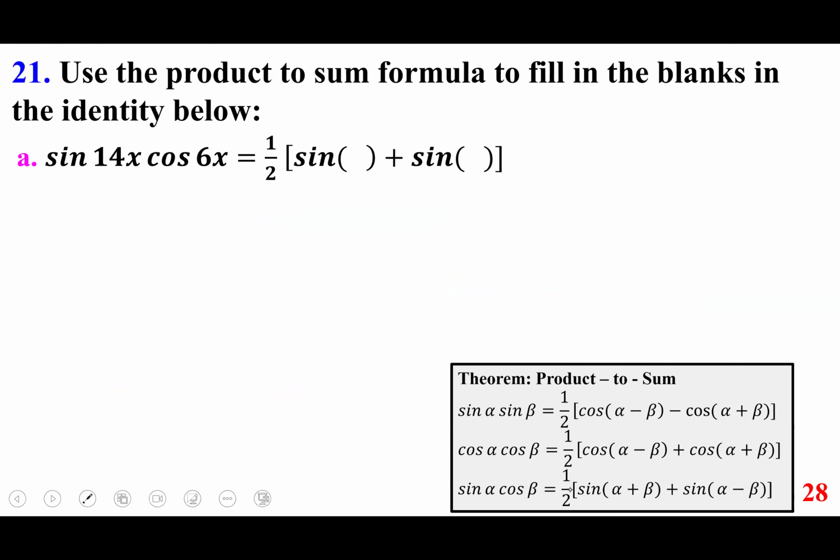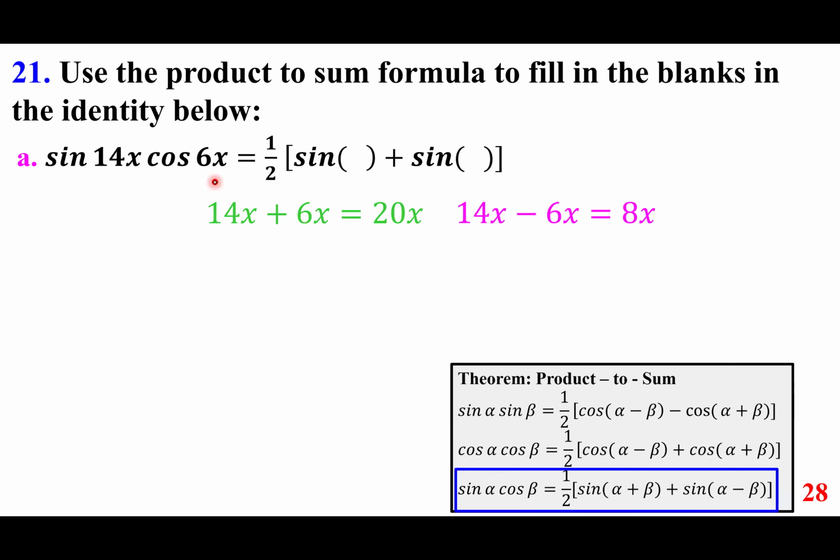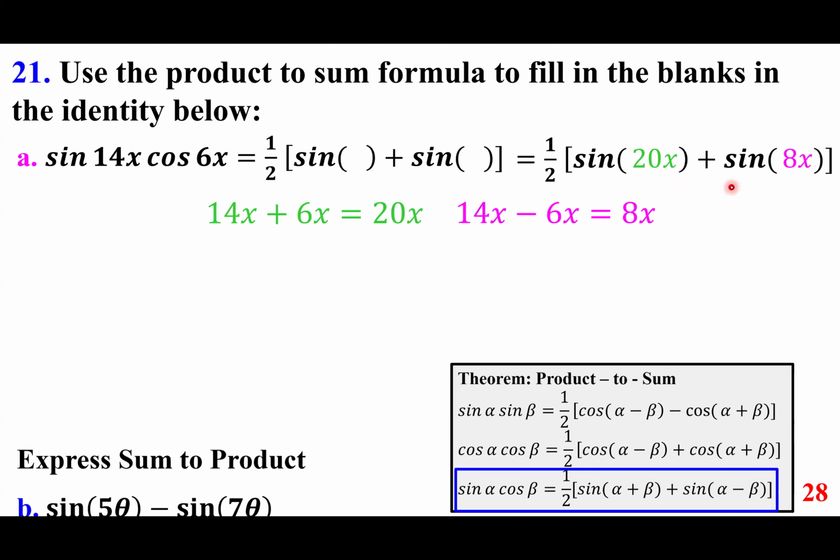Now, a simple example. Use the product to sum formula to fill in the blanks in the identity. Sine of 14x cosine of 6x is half of something. Well, sine of alpha cosine beta is half of sine of alpha plus beta plus sine of alpha minus beta. So 14x and 6x, 20x, 14x minus 6x, 8x, and you put it in this format. And if you want to answer it as far as the homework or any assignment, just pay attention. They may ask you to use the larger one here or there, okay? So you answer them accordingly.